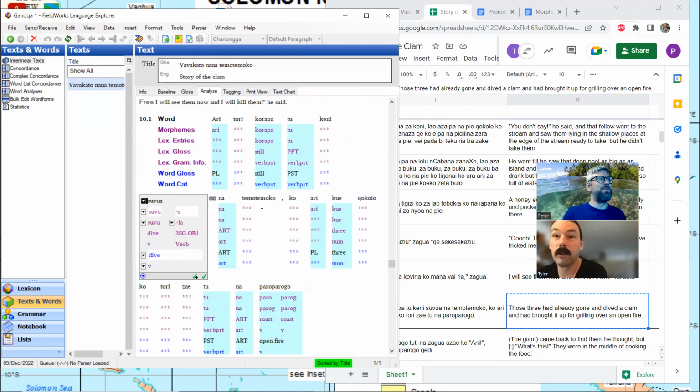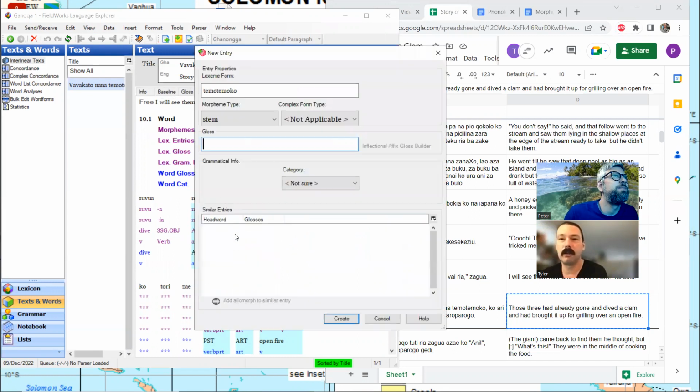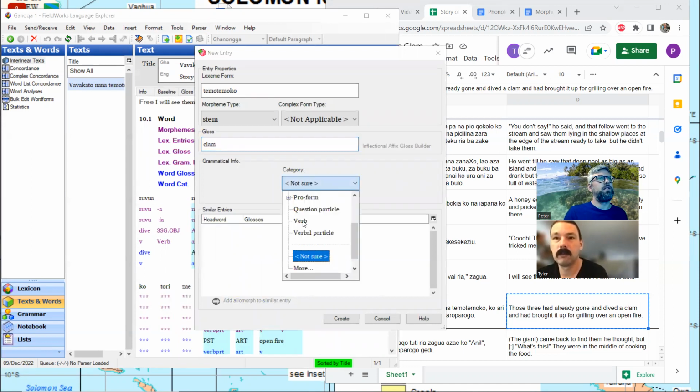Temotemoko. And Motemoko must be clam? I'm pretty sure we have a clam in the sentence, right? Now, do you think that the root there was probably temok? And I do. Yeah. It's perfectly parallel to that paro. I'm going to call the whole thing clam, though. Works. Call that regular noun.